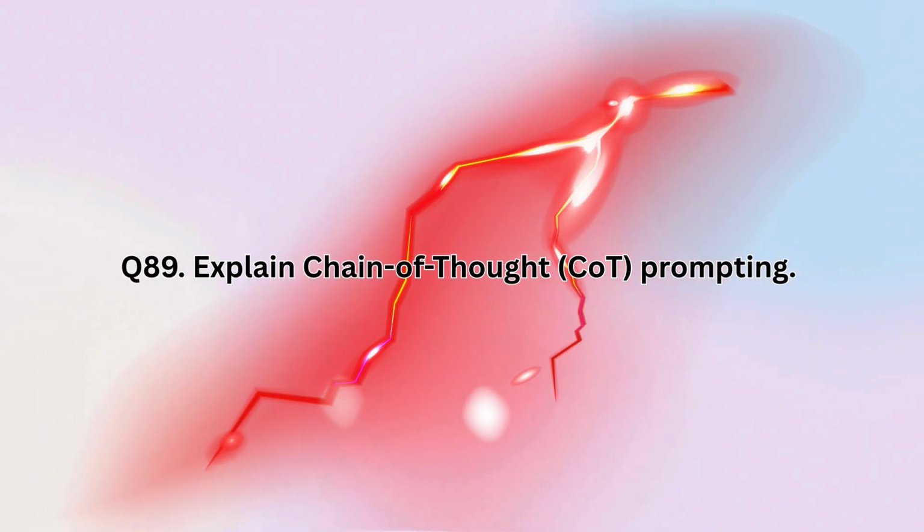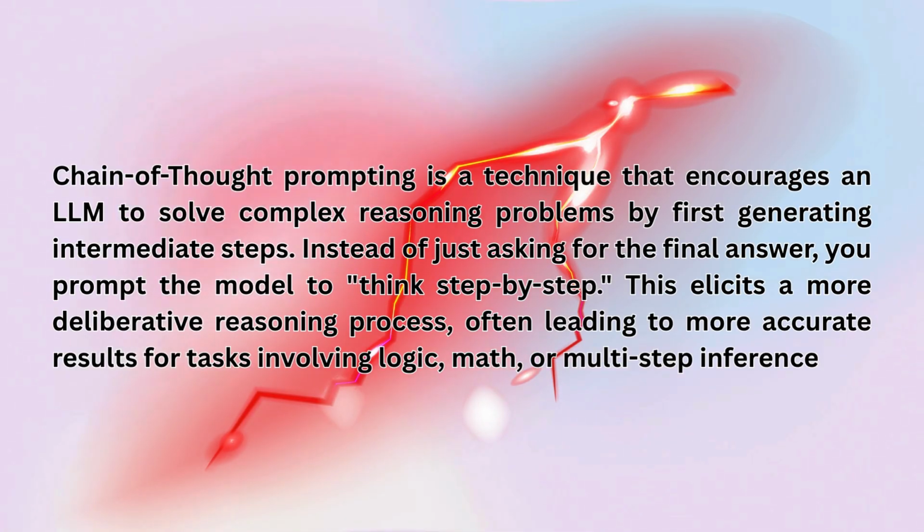Explain chain of thought, CoT, prompting. Chain of thought prompting is a technique that encourages an LLM to solve complex reasoning problems by first generating intermediate steps. Instead of just asking for the final answer, you prompt the model to think step by step. This elicits a more deliberative reasoning process, often leading to more accurate results for tasks involving logic, math, or multi-step inference.